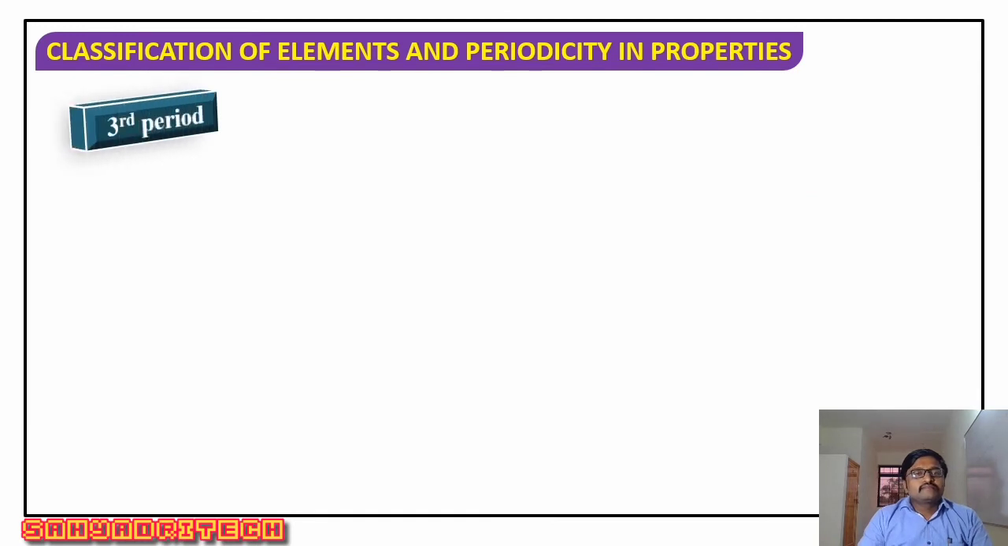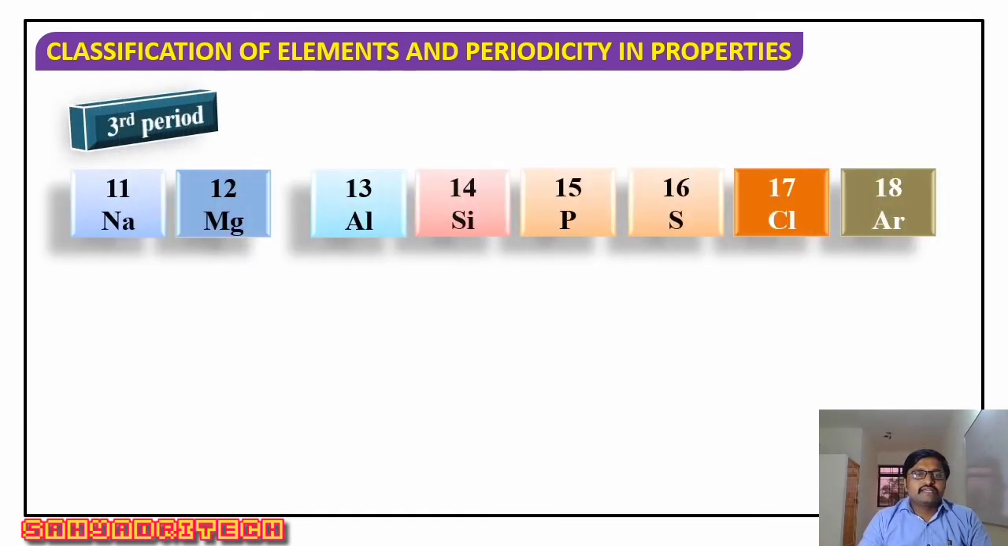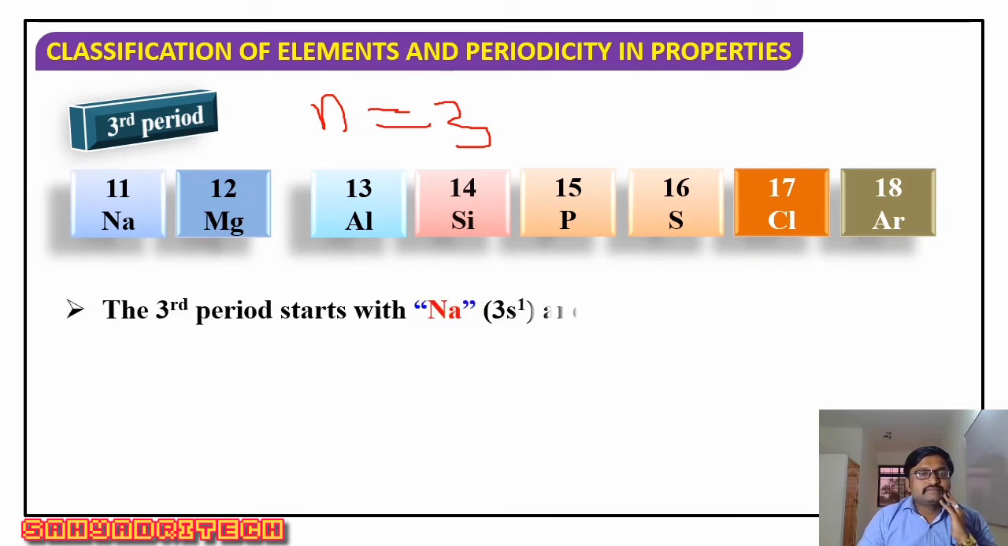Well, now similarly if I consider the third period, what do we say for n? We say n is equal to 3. Here the outermost shell has n is equal to 3. Say here the third period. It starts with which element? The third period starts with sodium and ends with argon. Here the outermost shell has n value 3.